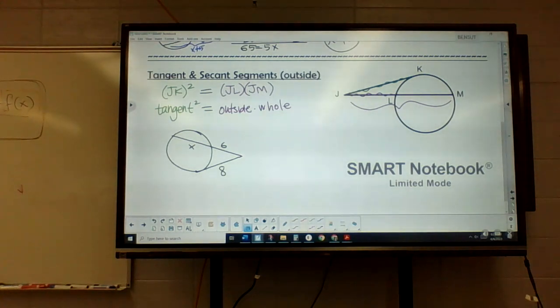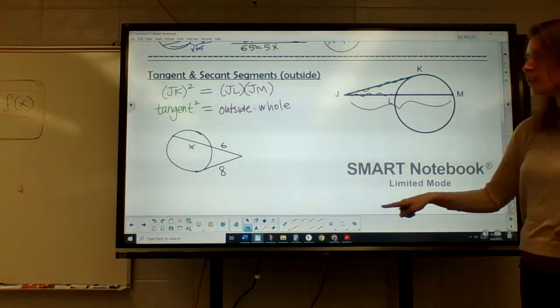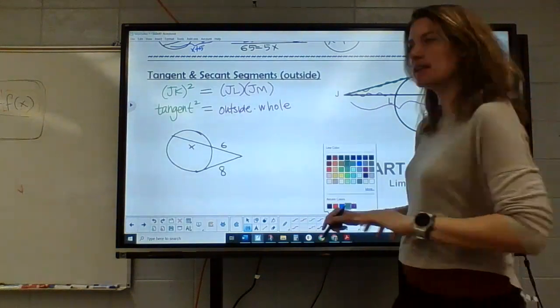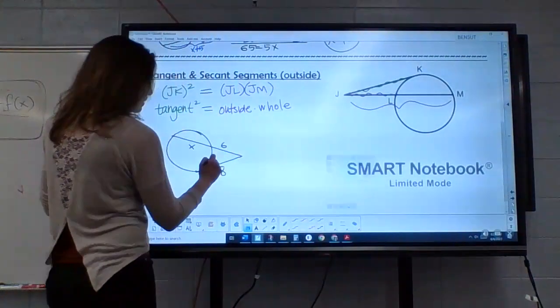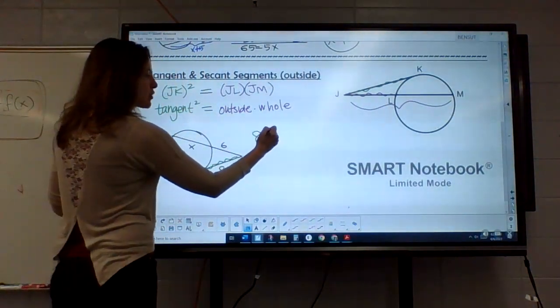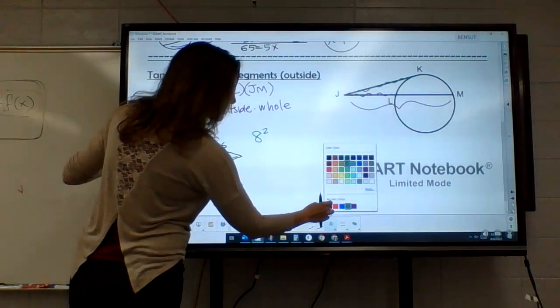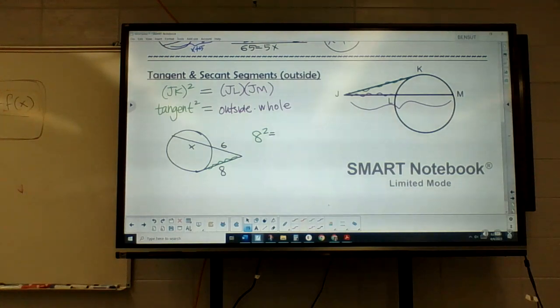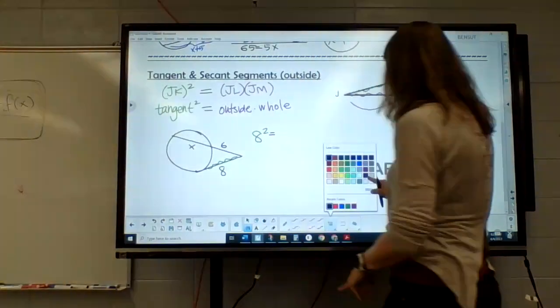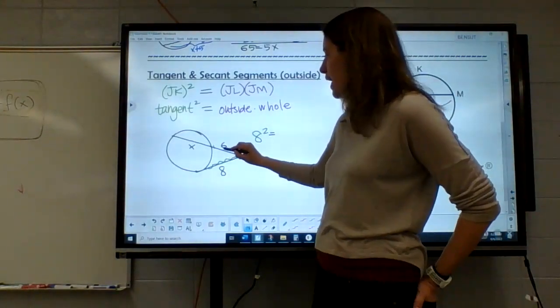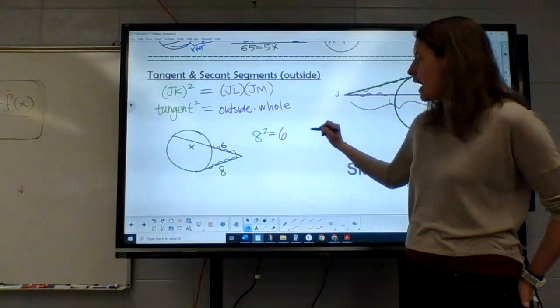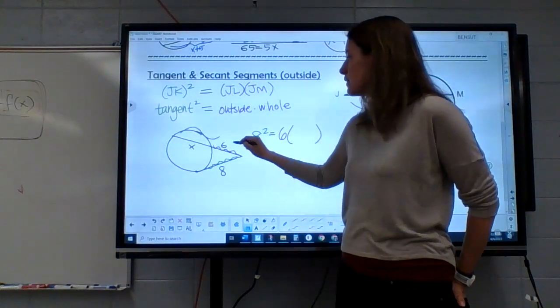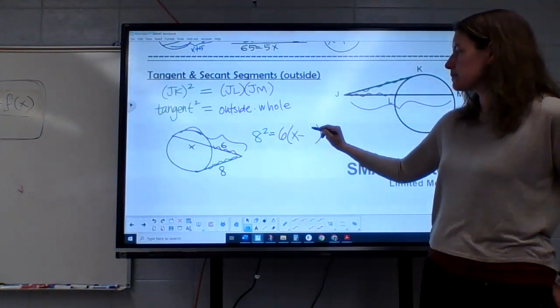So which one's the tangent in this case, you guys? The 8 is our tangent. So that's the part that's going to be squared. So we're going to do 8 squared, because it doesn't have pieces of it. So you just have to multiply it by itself. That's being set equal to the outside times the whole. And so again, this comes a lot like the last one. So 6 times x plus 6.